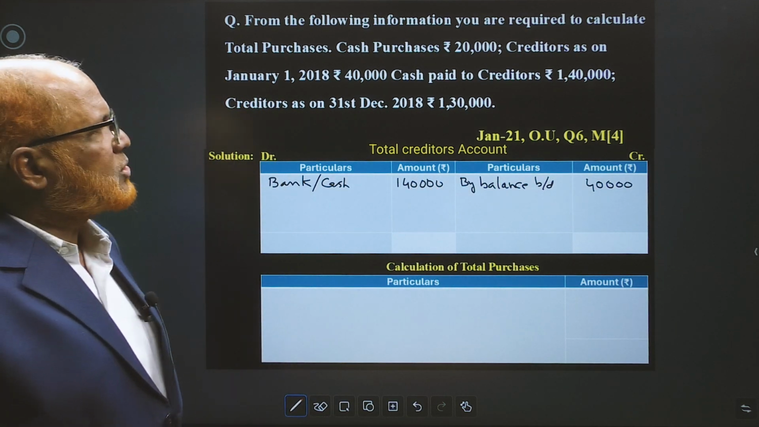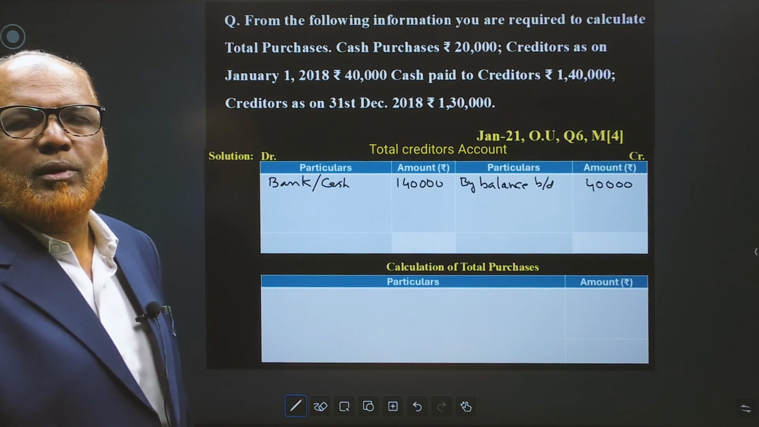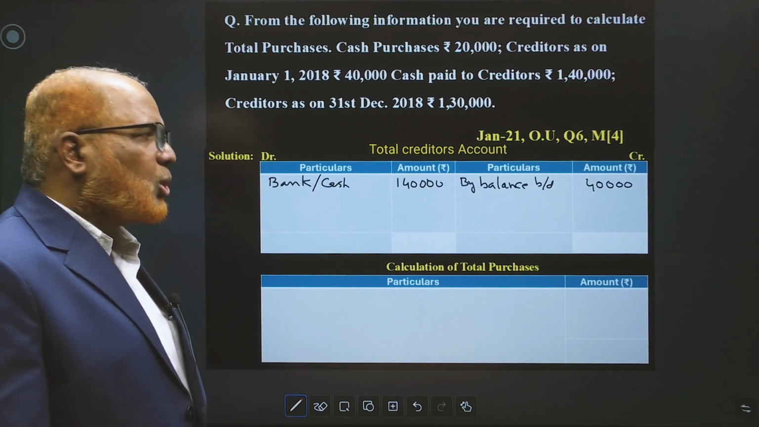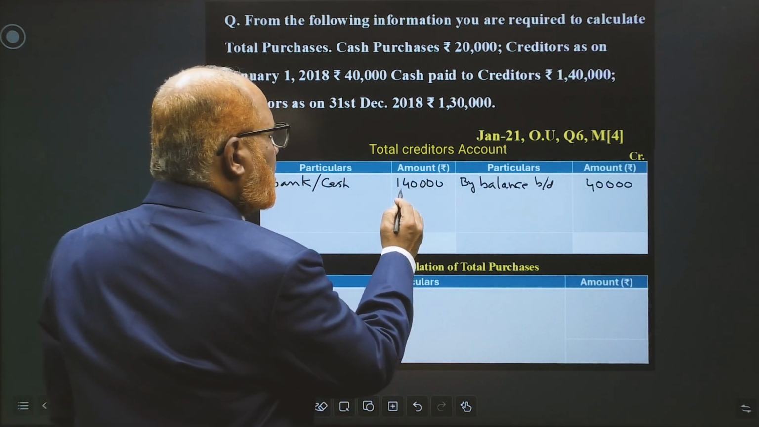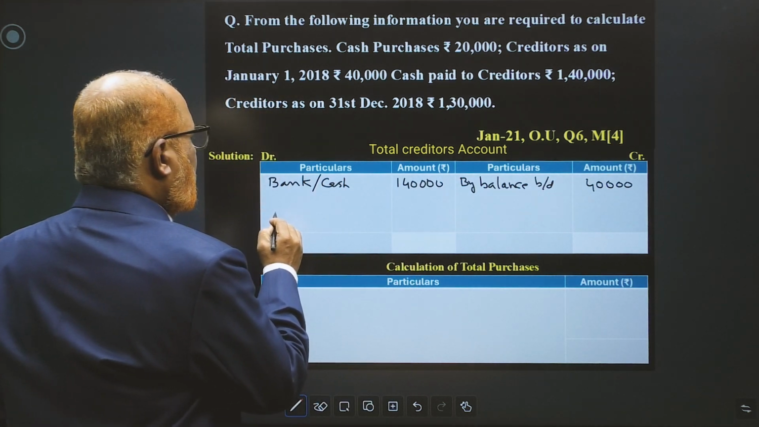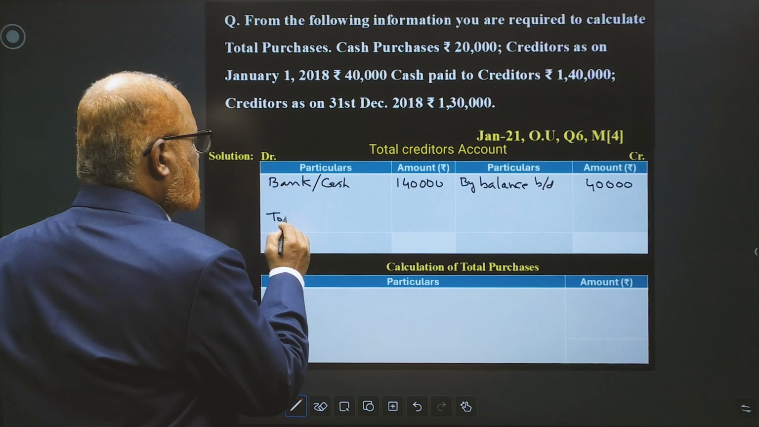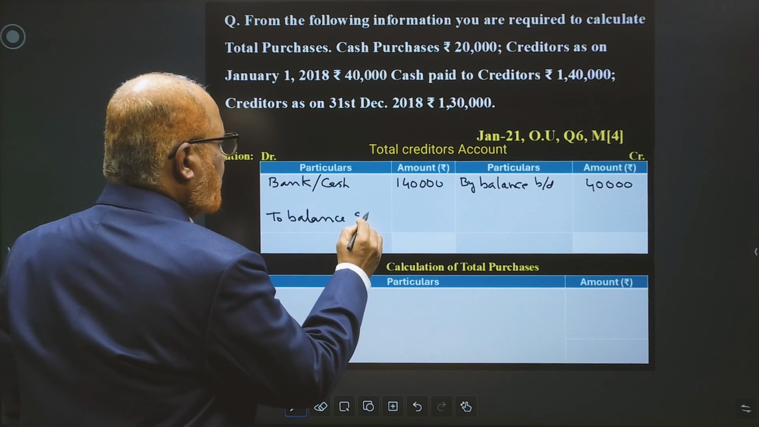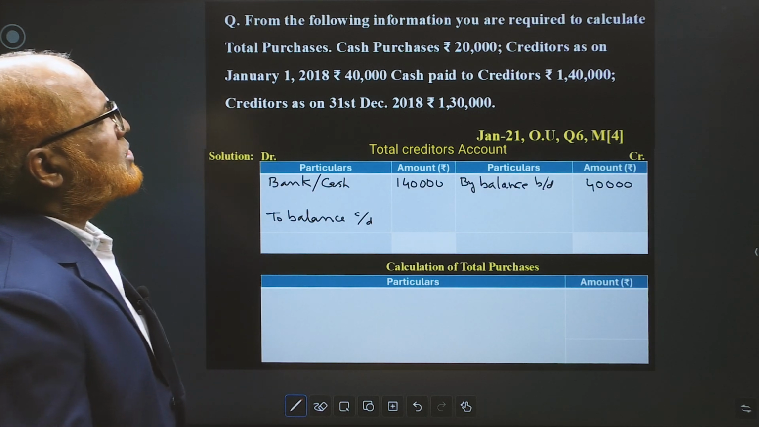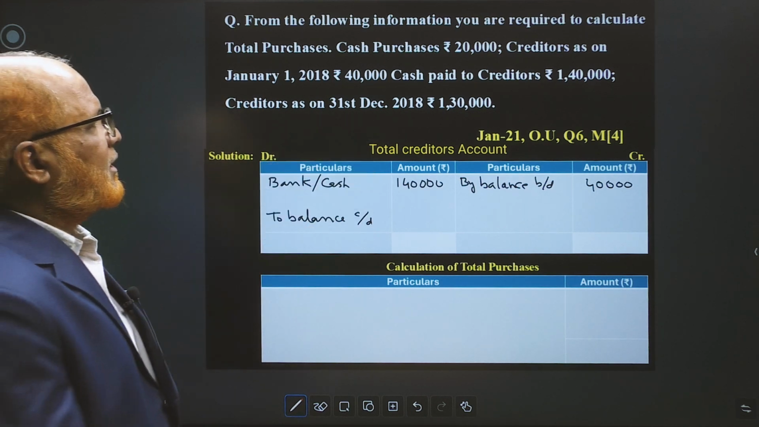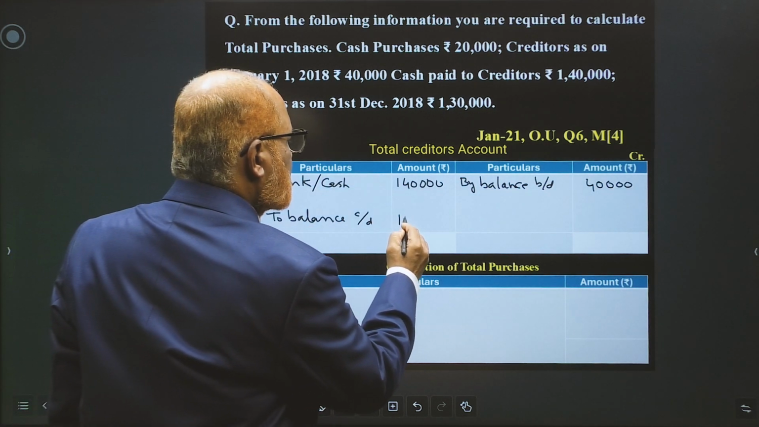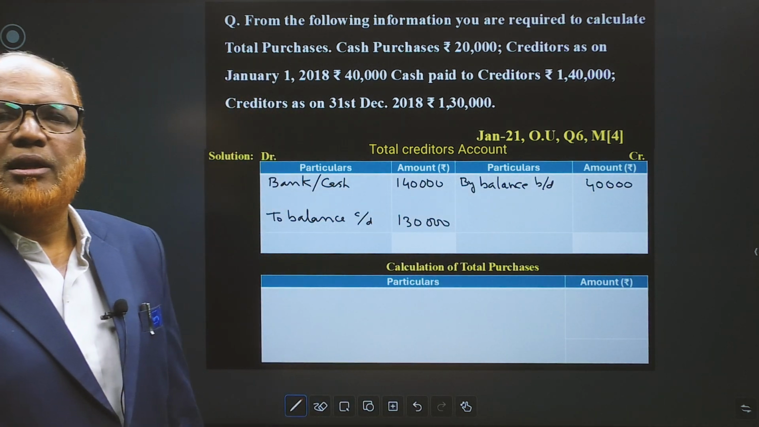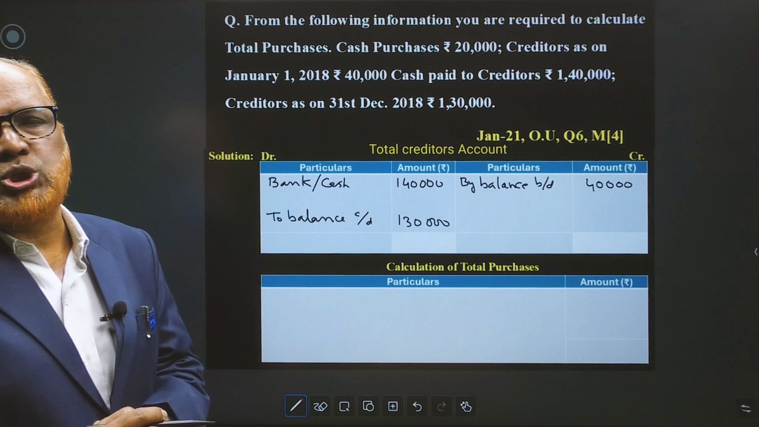Now closing balance. Closing balance is also given in the problem. Remember, opening balance we have taken on the credit side, so closing balance we will take on the debit side. So here I am taking to balance carried down. How much is the closing balance of creditors on 31st December? It is 1,30,000. Now remaining is the credit purchases.